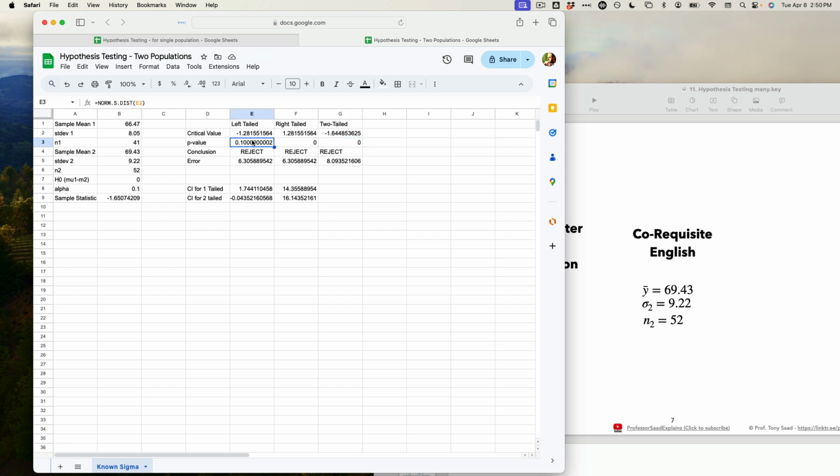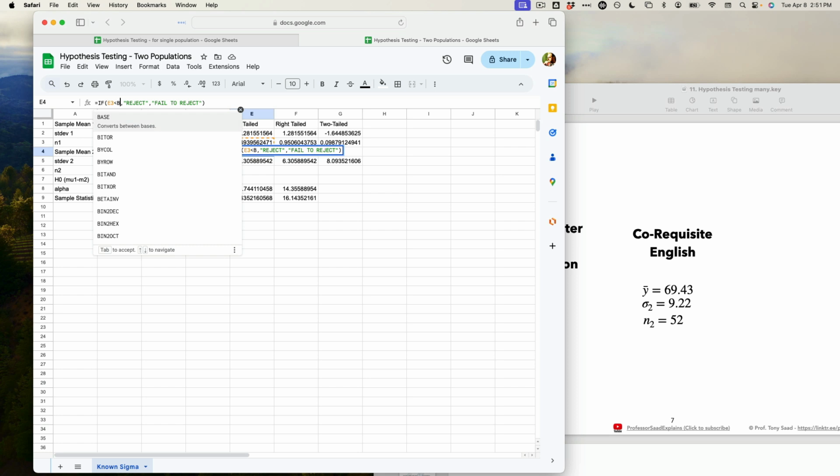All right. So now my p-value is based on my sample statistic. My p-value is going to be based on this one over here, and this one is going to be based on this one over here. And finally, this one is also going to be based on my sample statistic, which is over here. Now, the rest is the same, well, except for this. This is saying if this p-value is less than my significance level, which is B8, or alpha.